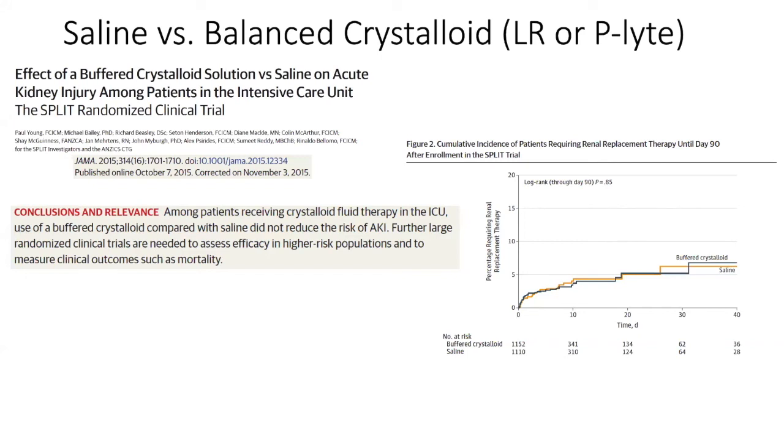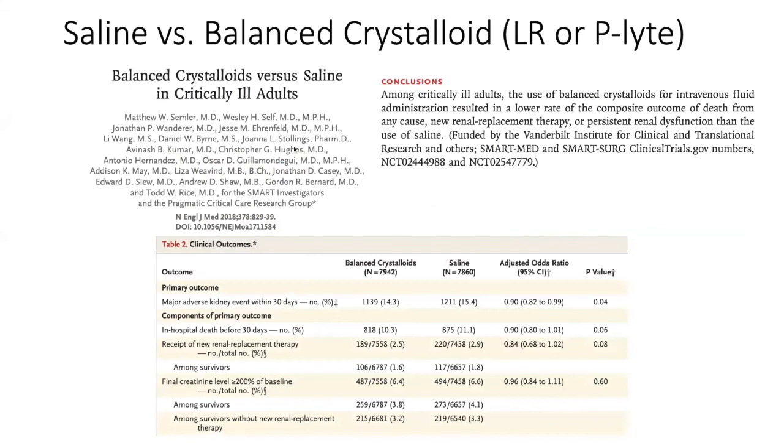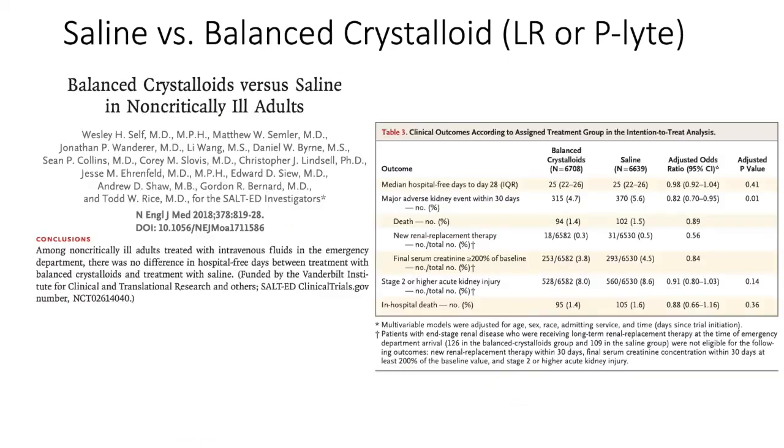These studies were basically repeated on larger scales in the New England Journal of Medicine. Among patients who were critically ill, there appeared to be some benefit of using balanced solutions as opposed to saline, namely with regard to the need for new renal replacement therapy. It was a composite endpoint, so that also included death, but really it was driven by a need for new renal replacement therapy. But then in non-critically ill patients, again, no difference whether you use LR, Plasma-Lyte, or saline.